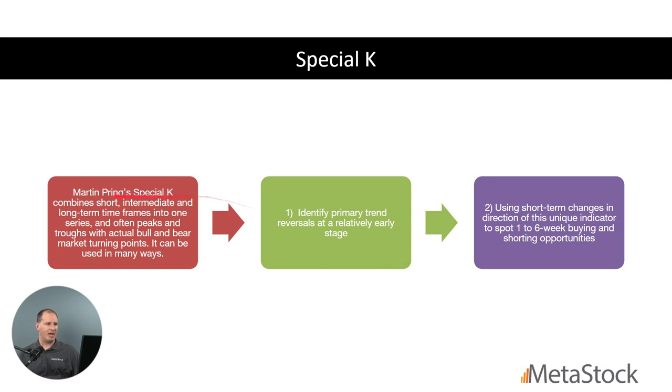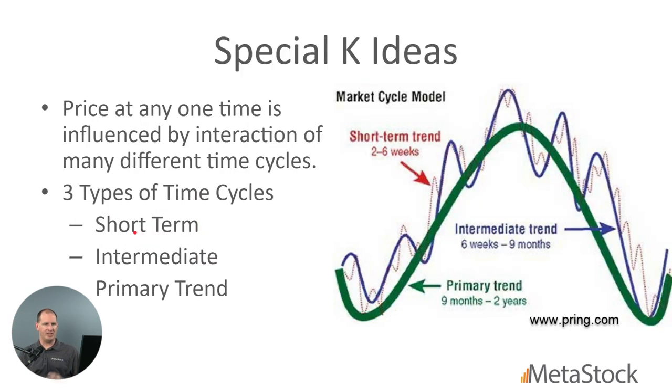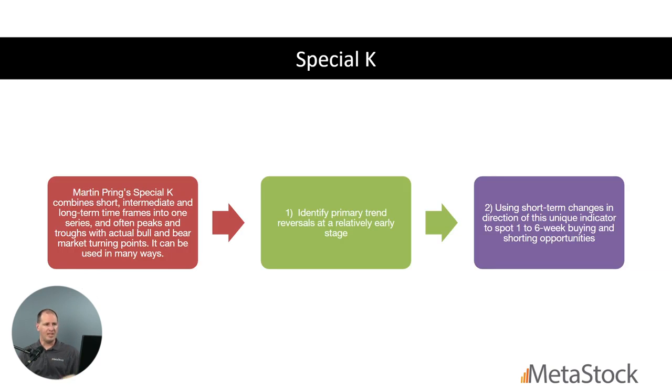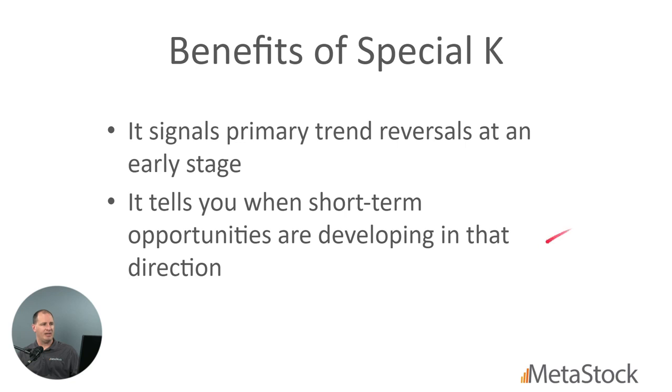So what it does is it combines these 3 time frames, the short, intermediate, and long-term, into one series. It consolidates all these 3 things into one, and then it gives us what's called the primary trend. The primary trend is designed to help us identify those reversals at an early stage. And then using this, it helps us look for shorter term buy opportunities that are 1 to 6 week periods. So if you're a swing trader, this is a great system for you, okay? We've already talked about it. It identifies signals at an early stage, and it tells you when your short-term opportunities are developing in that direction.